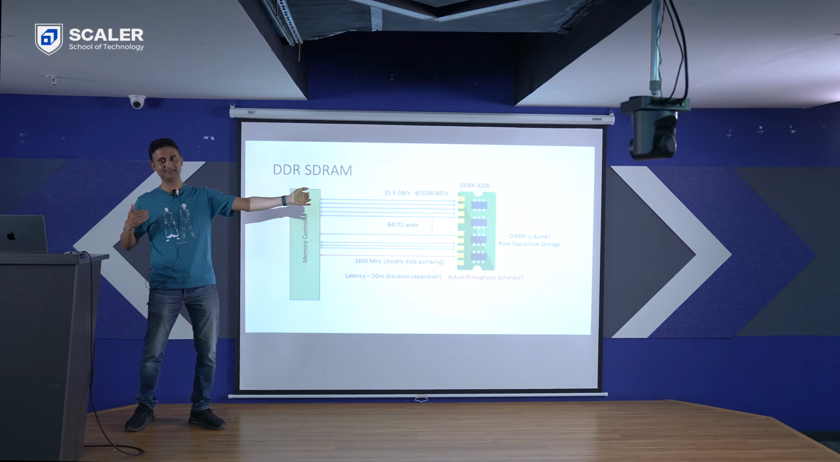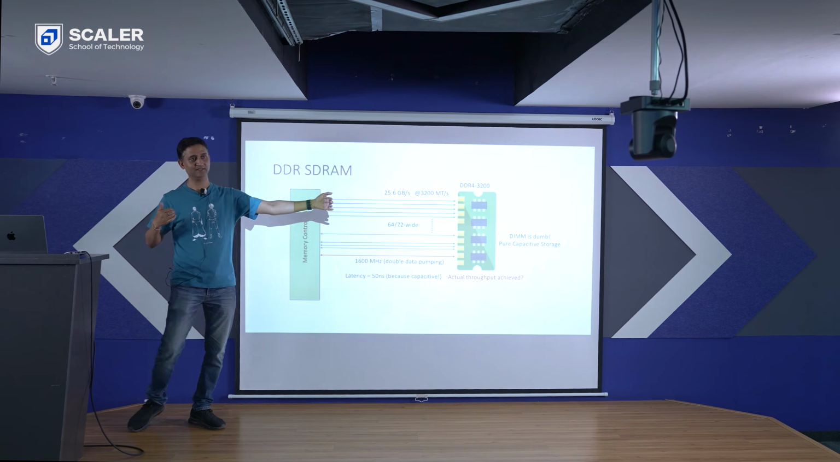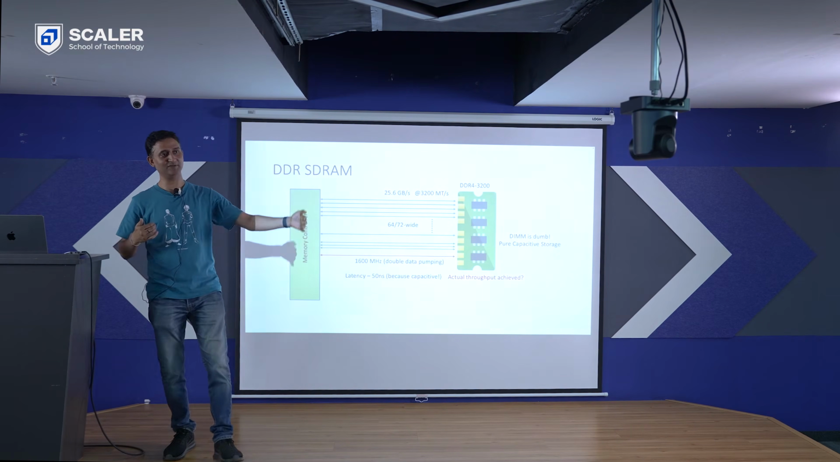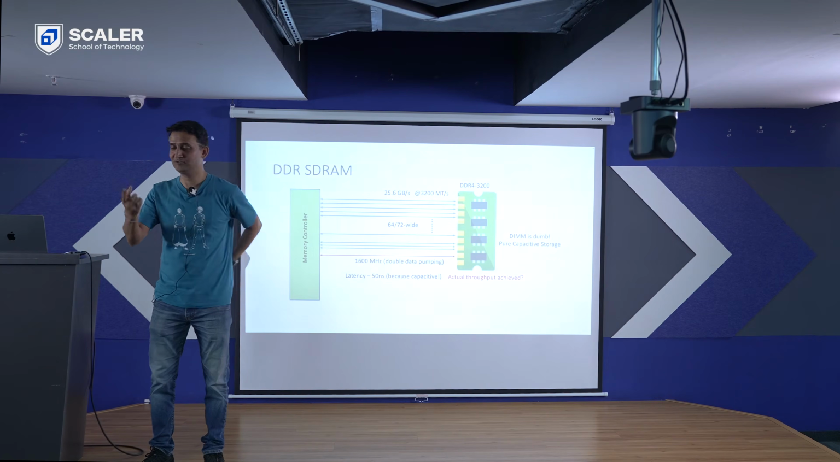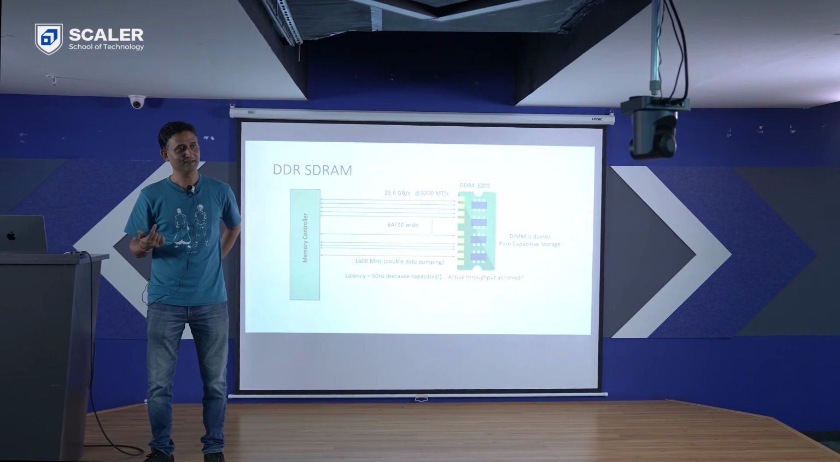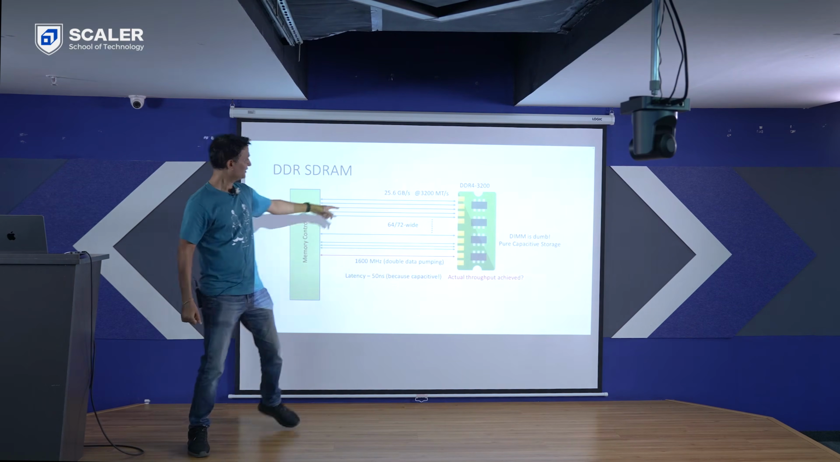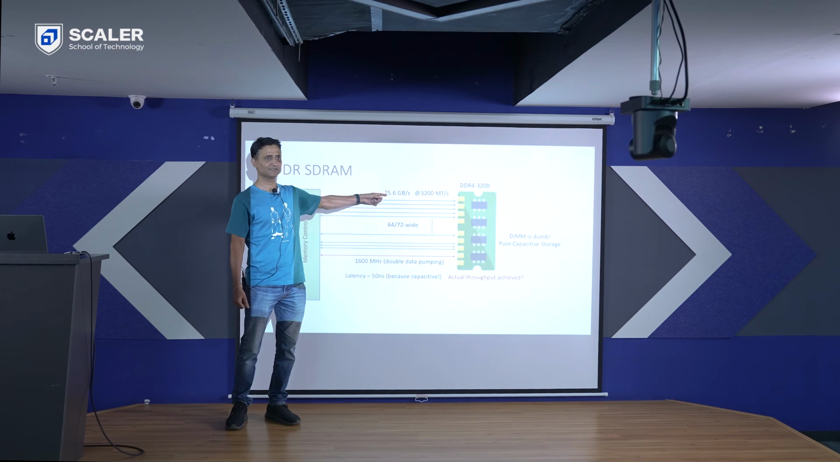Into 10 raised to 6, right? So 160 million bytes I would have gotten in 1 second, which means my bandwidth is 160 million bytes per second, megabytes per second, right? But we talked about bandwidth as this. What's happening?